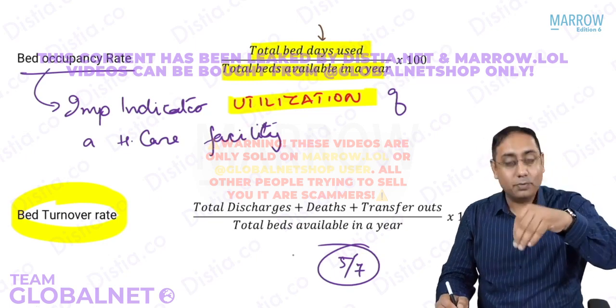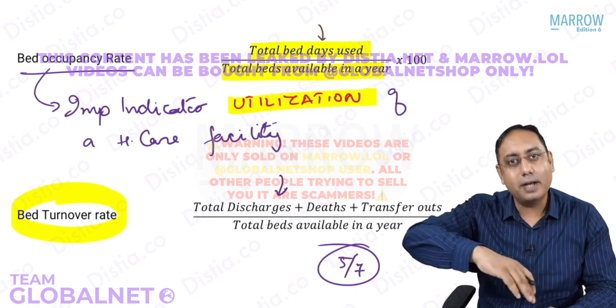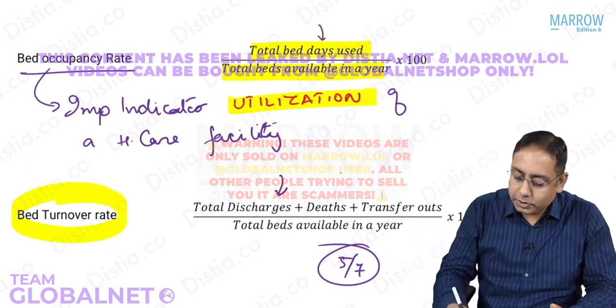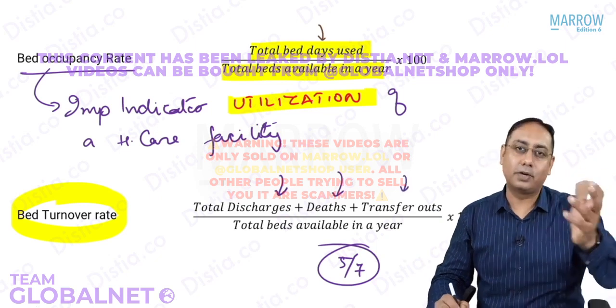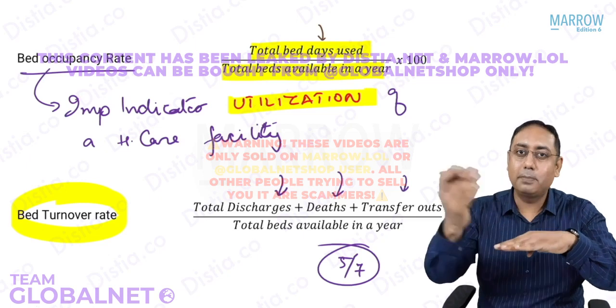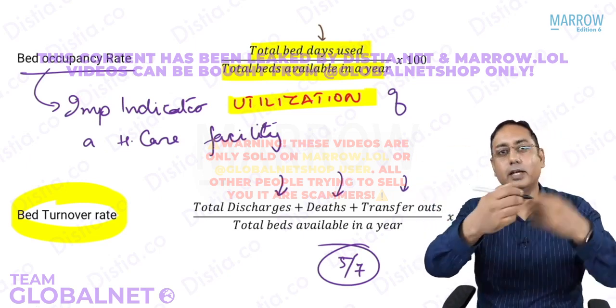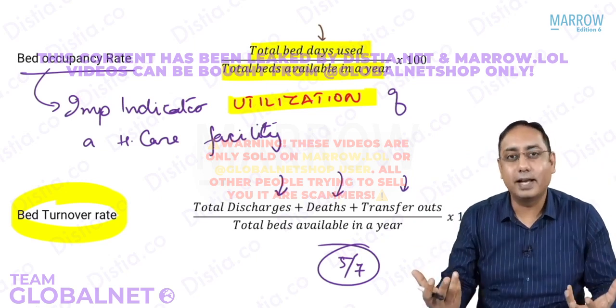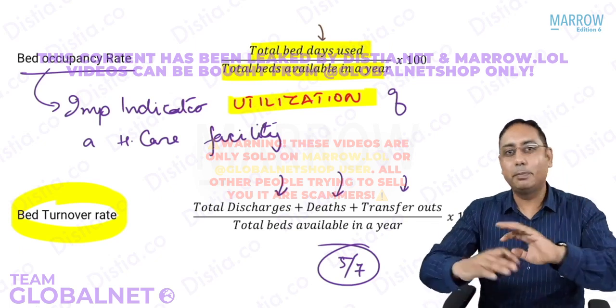In that 5 days, that was an ICU bed. In that 5 days, there could be some patients who came and were happily discharged. Unfortunately, we lost 2-3 patients, and unfortunately, we had to refer out 1-2 patients. So the bed is occupied, but people come and go, or people come and unfortunately die, or they are referred. So different things can happen. That is called the bed turnover rate. It is something different from the bed occupancy rate.